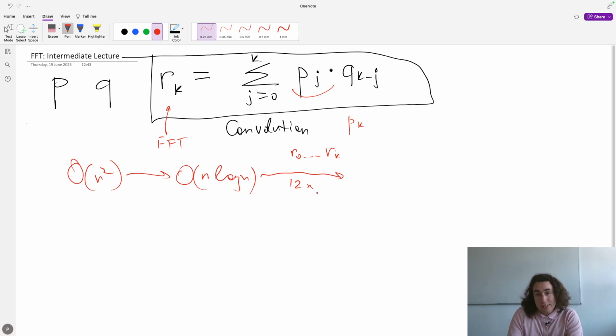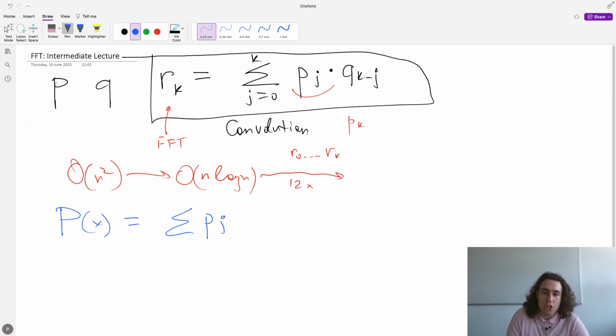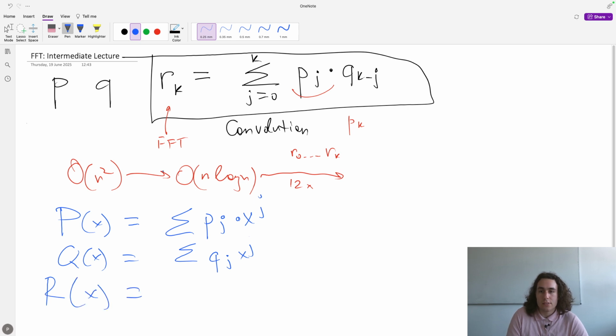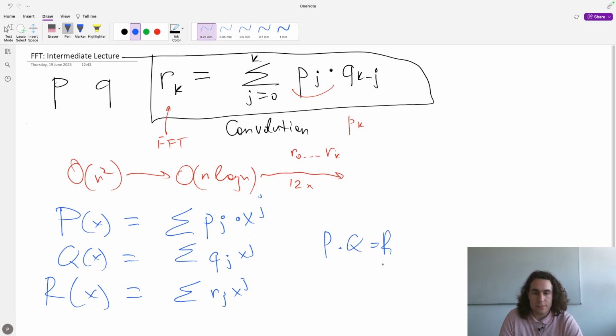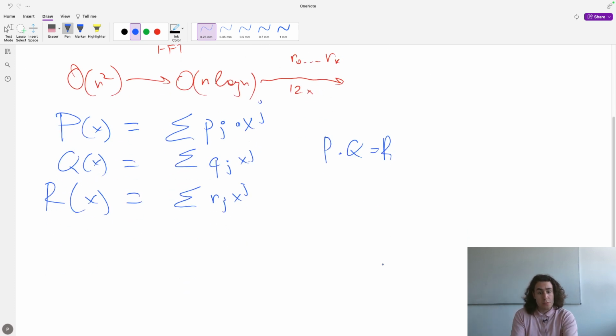So the problem is that we're thinking about this problem in a wrong way, right? The first obvious thing that we should do is we should think about these things as polynomials, right? We have a polynomial P of x, which is just the sum of Pj times x to the j, and we have a polynomial Q, which is the same thing but for Q's, and then the Rk are just the coefficients of their product, right? P times Q is equal to R. So we need to find the product of two polynomials.